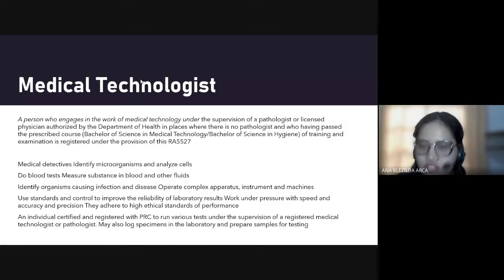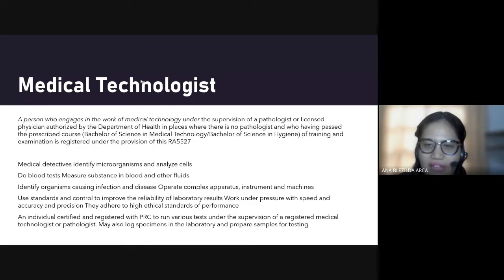So, a medical technologist as defined in RA 5527, these are a person who engages in the work of medical technology under the supervision of a pathologist or licensed physician authorized by the Department of Health in places where there is no pathologist. So sabi dyan, for you to practice as a medical technologist, you must be under a pathologist. Hindi lang ito basta-basta pathologist. The pathologist must be certified by the Philippine Society of Pathology here in the Philippines. Okay? So dapat certified sila na Philippine Society of Pathology that the pathologist is really an expert in laboratory medicine.